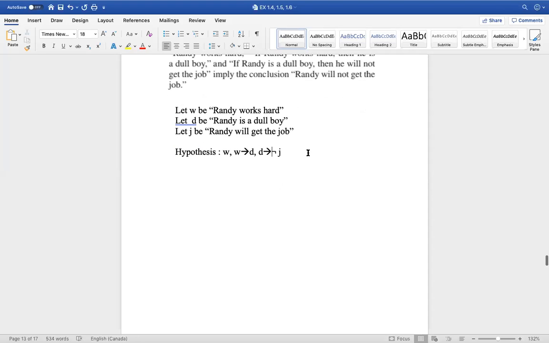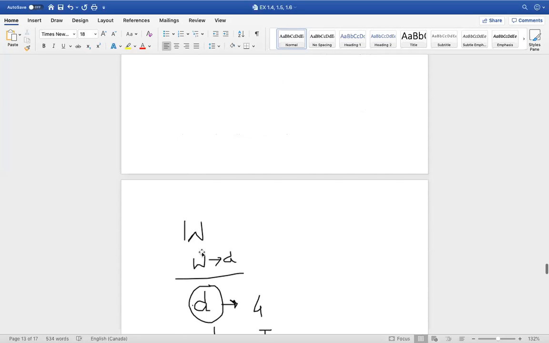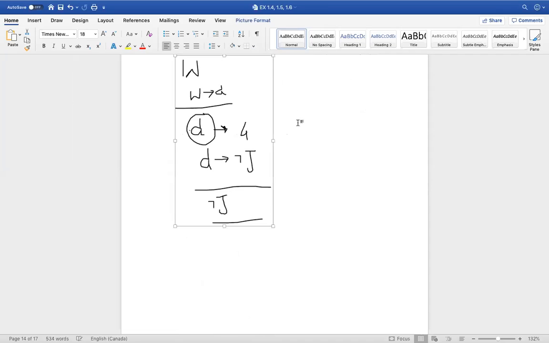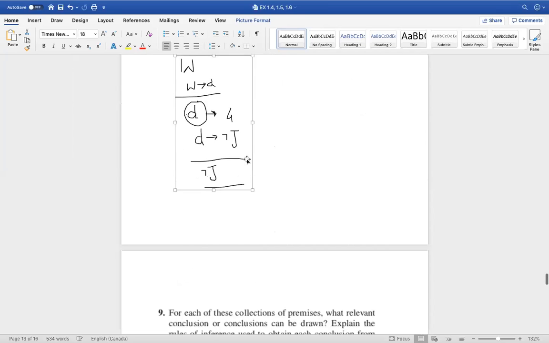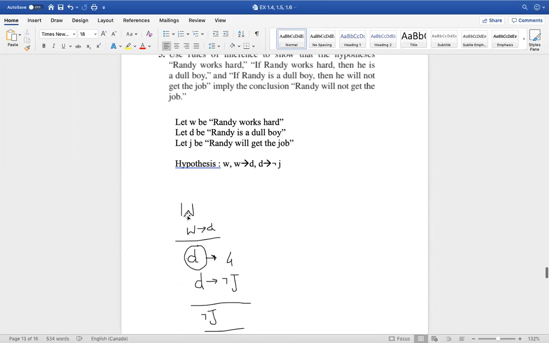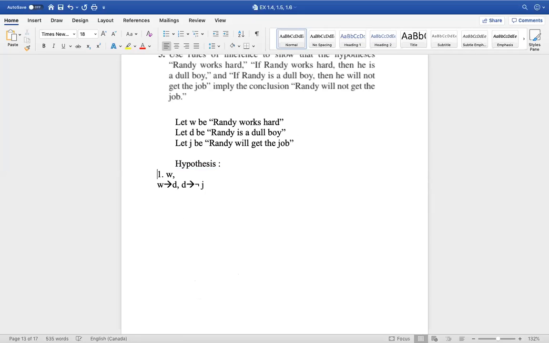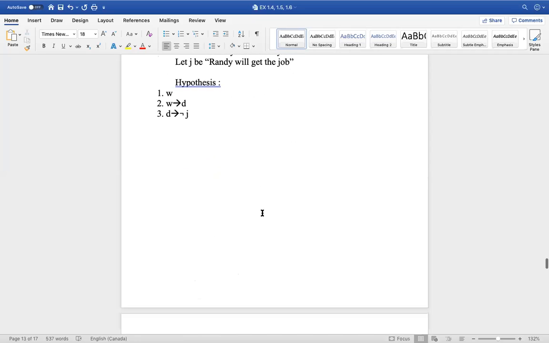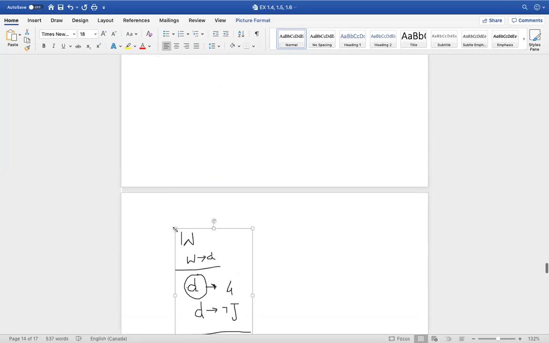How do we do that? I have done this already for you guys. So the proof here: we have these three hypotheses, 1, 2, and 3. I'll just have it for you here. 1 is W, and then we have 2, and then this is the third one. So these are the three hypotheses we have.